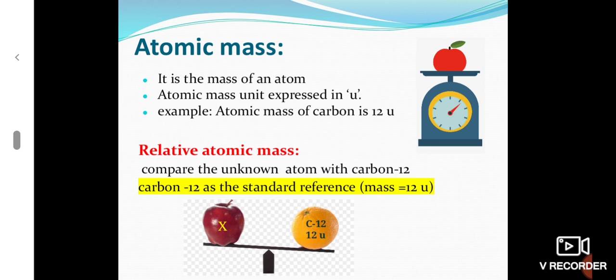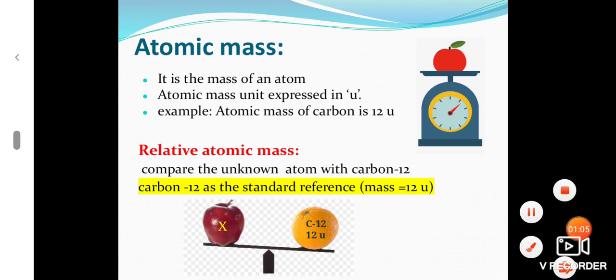How much amount of matter is present in an atom, that is known as atomic weight. Atomic mass is expressed by the unit U, that is unified mass. We know that kilogram is represented as kg, isn't it? Like that, atomic mass is also represented by the unit U. U means unified mass. For example, the atomic mass of carbon is 12 U.